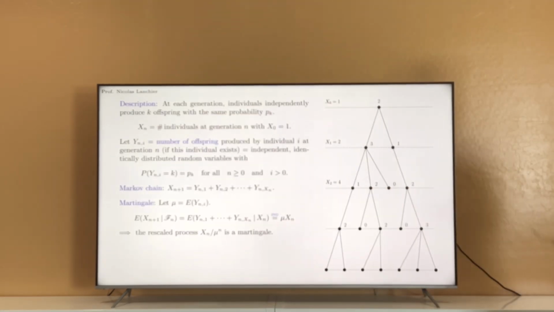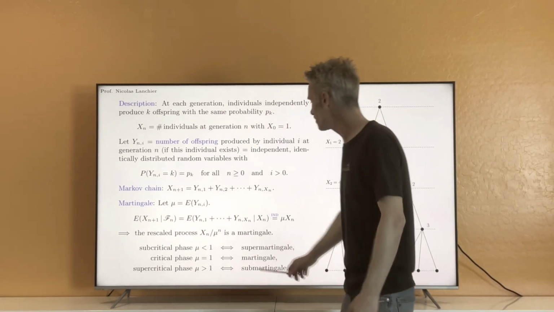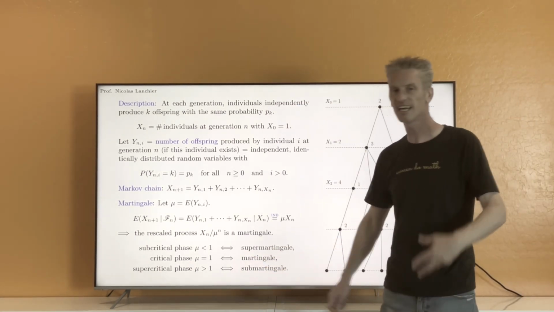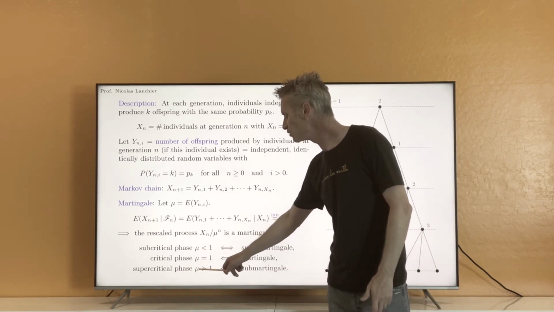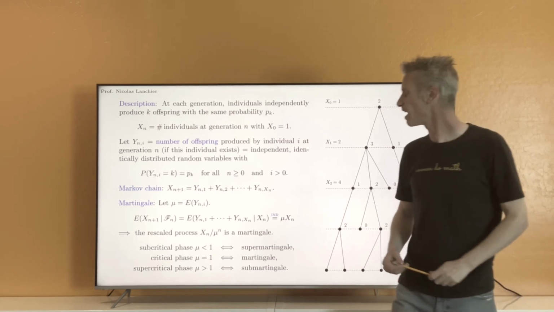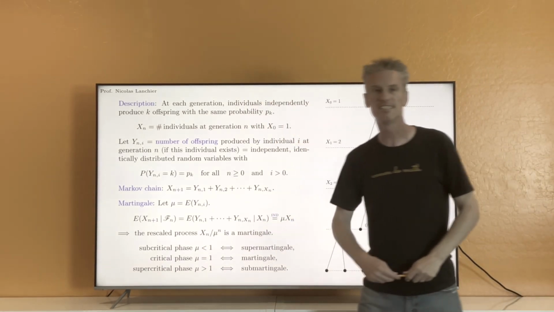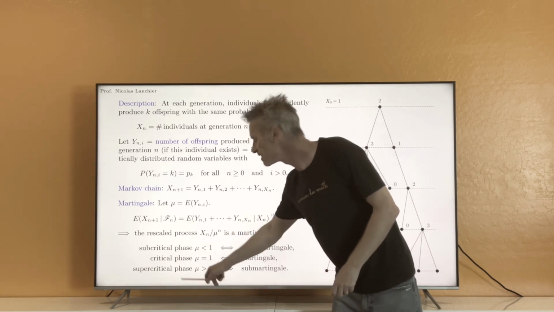Okay? So the distinction is here. We just said that clearly we have a supermartingale, martingale, or submartingale, depending on whether mu is less than 1, equal to 1, or larger than 1. And starting from now, I'm going to call those three cases respectively the subcritical phase, the critical phase, and the supercritical phase.